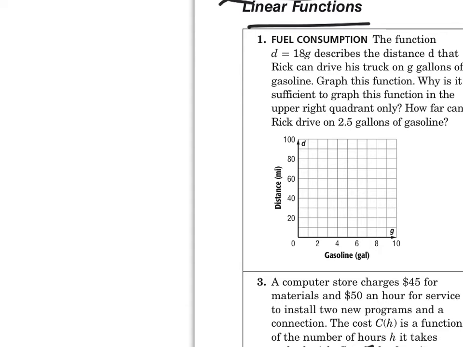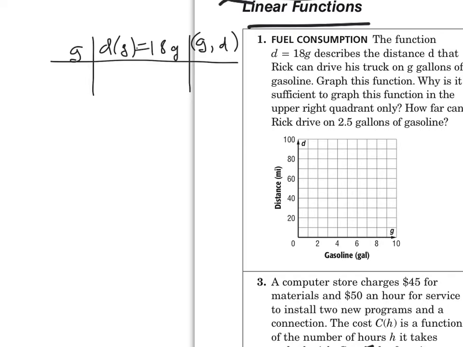Okay, so for the input-output table, we're going to put in gallons, and we're going to get out distance. The equation that we're going to use is d(g) = 18g. So if we put in 1 gallon of gas, then we'll be able to drive 18 times 1, which is 18 miles. So the gallon that we're going to input into the equation is 1, and the output of the equation is 18.